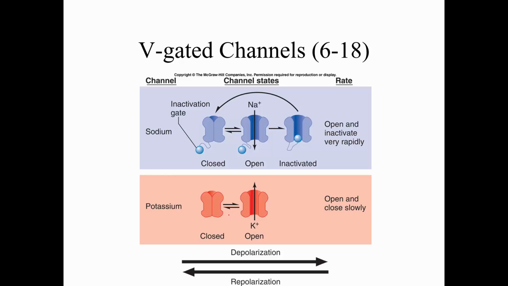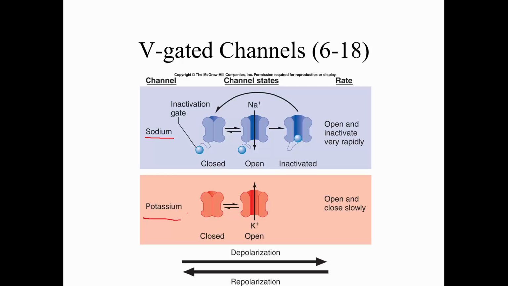Okay, now, we've been talking thus far mostly about leak channels. Leak channels are open all the time. You have a certain leak permeability for potassium, a certain leak permeability for sodium and chloride. We're going to introduce another kind of channel, which is called a voltage-gated channel. And here you see voltage-gated channels for sodium and potassium.